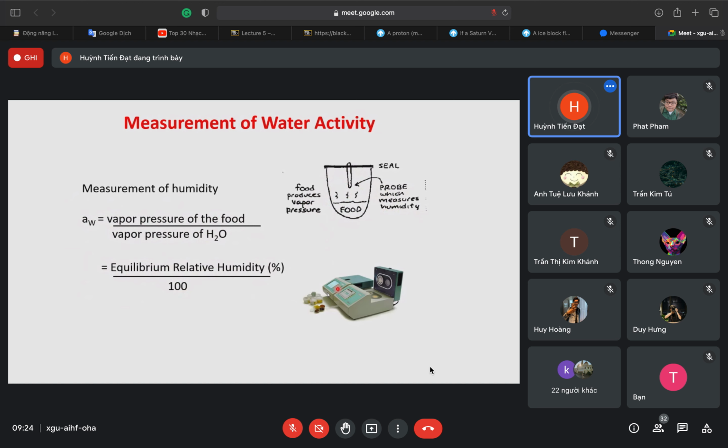Nowadays there is equipment that can measure well. You just put the food inside the chamber, and it can measure in a few minutes, maybe around 5 minutes, and then we get the value very soon. The free water, not the bound water, contributes to the vapor pressure. Keep that in mind: only the free water.